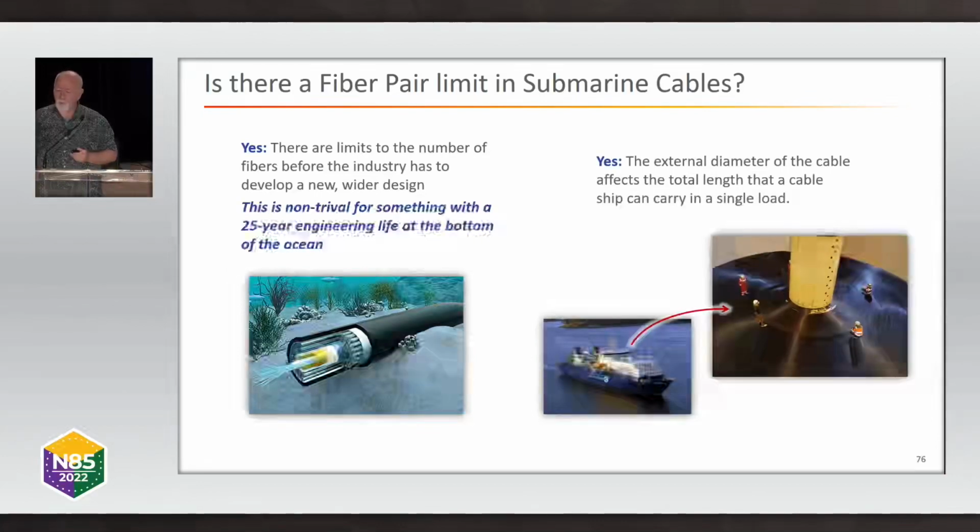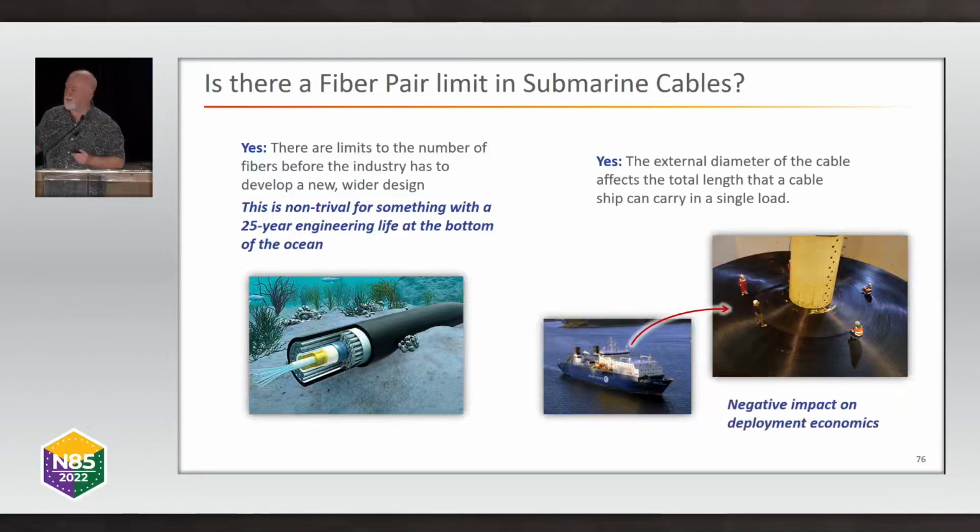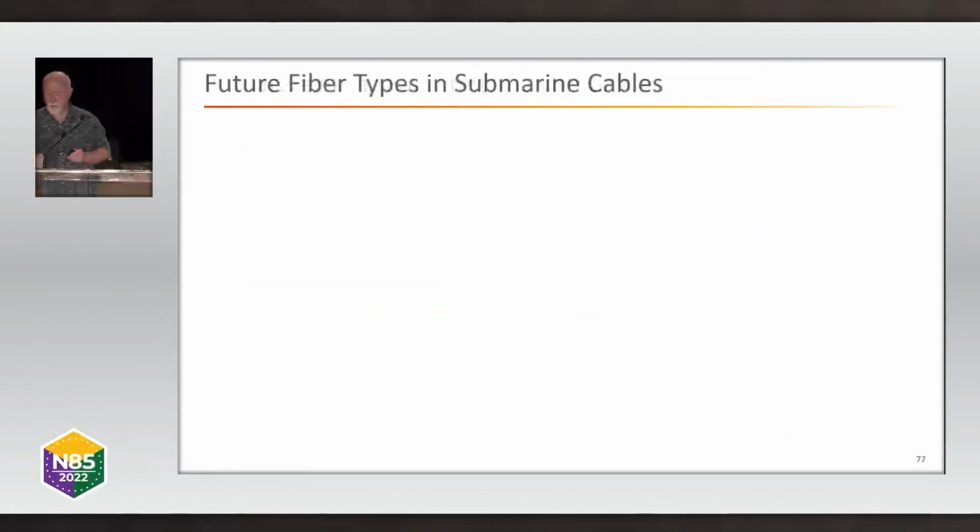And also, the more fiber pairs you have in the cable, the less cable a ship can carry in its hold, and that's going to negatively affect your deployment economics. There is another aspect as well. If you have a lot more fiber pairs in a cable and you have a cable break, it takes you longer to fix the cable. So a lot of these are sort of pointing towards, well, maybe instead of putting more fiber pairs, maybe we use multi-core fiber. So that's probably the driver behind the change to multi-core.